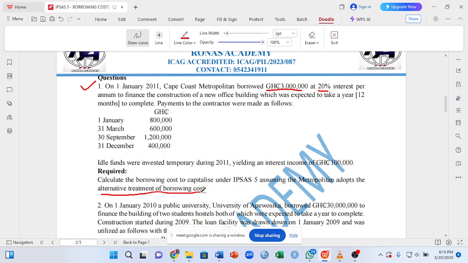Anyone? Yes, please, a hand is up. You can go ahead. You said that when it is specific, it means we have a particular plan we want to embark on. Here, you just wanted to build an office building, so the office building makes it specific for that loan. That's how I understand it. Okay, thank you very much.